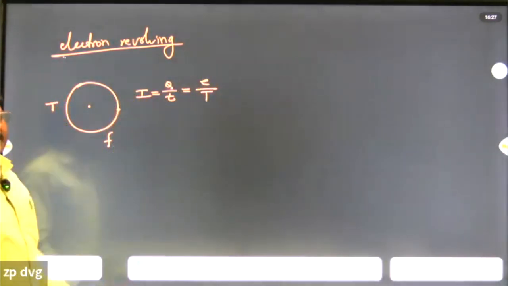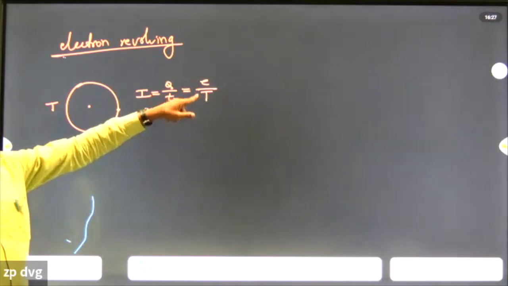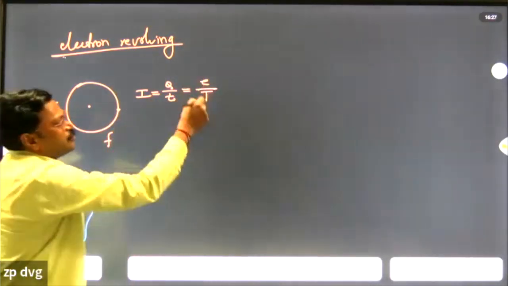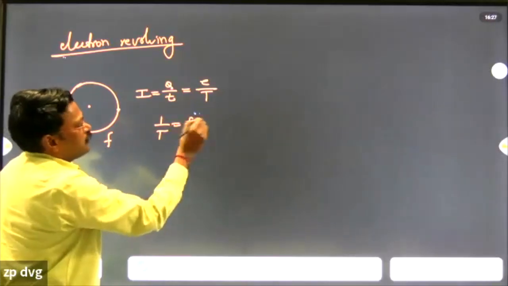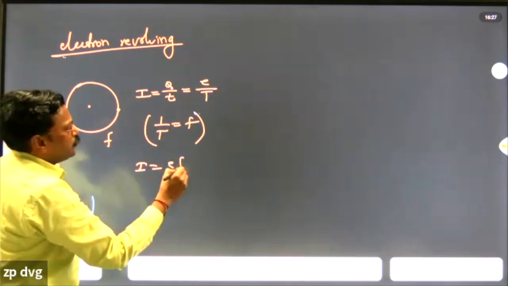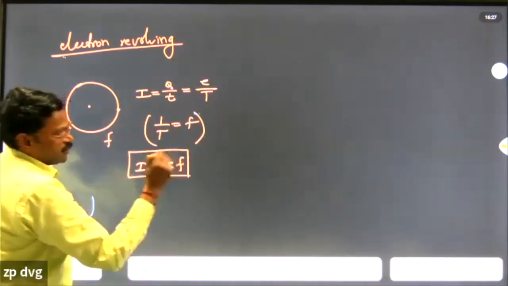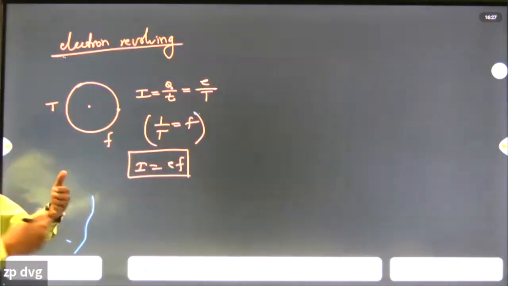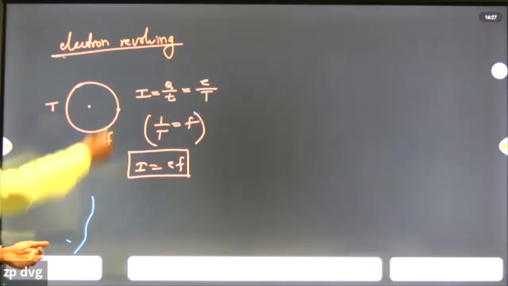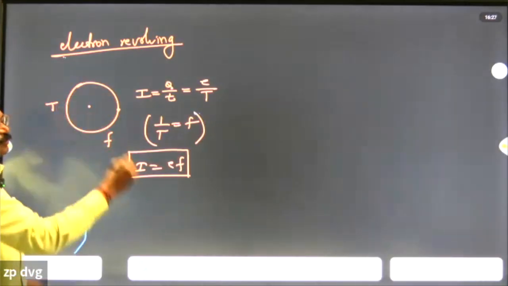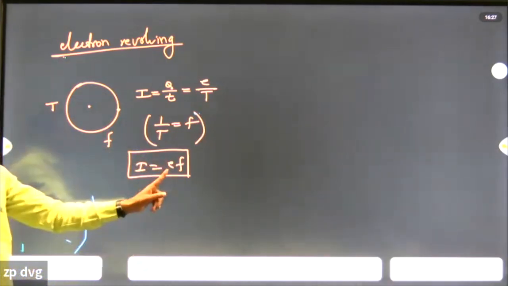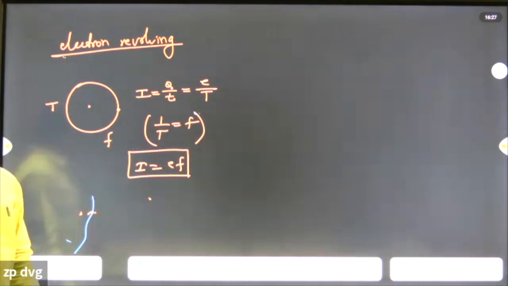So current, by definition, is given by I equal to E by T, where E is electronic charge and T is time period. The reciprocal of the period, 1 by T, is equal to the frequency of revolution, we know. So substituting this, current I is equal to E into F. This gives another expression for current. When charges revolve, what is the value of current produced because of the revolution of charges? The amount of current produced is given by I equal to E into F, where E is electronic charge and F is frequency. All right.